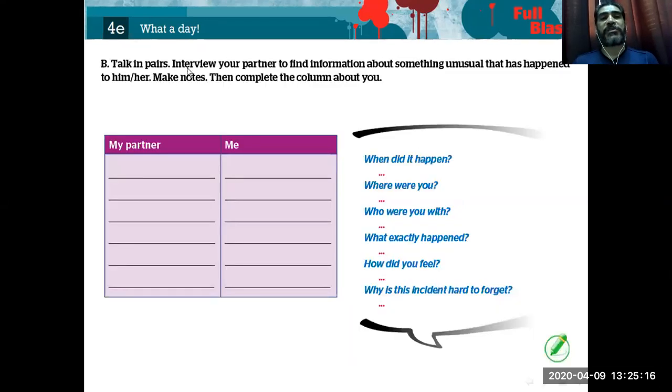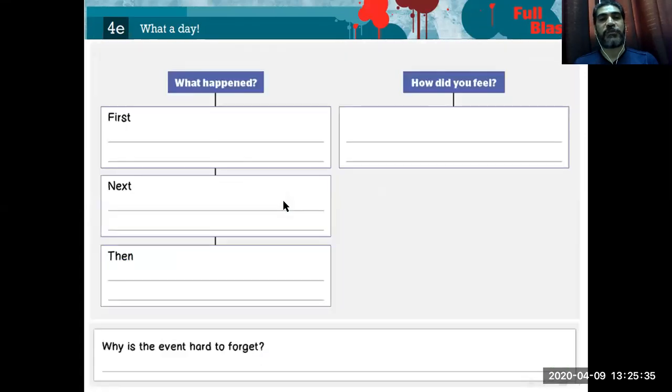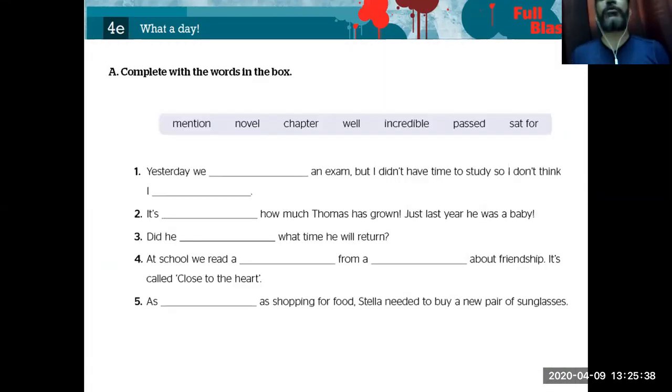Talk in pairs. Interview your partner to find information about something unusual that has happened to him or her. Make notes. Then complete the column about you. Okay, now I can ask you to write it at your home. Let me go to this exercise in your workbook.